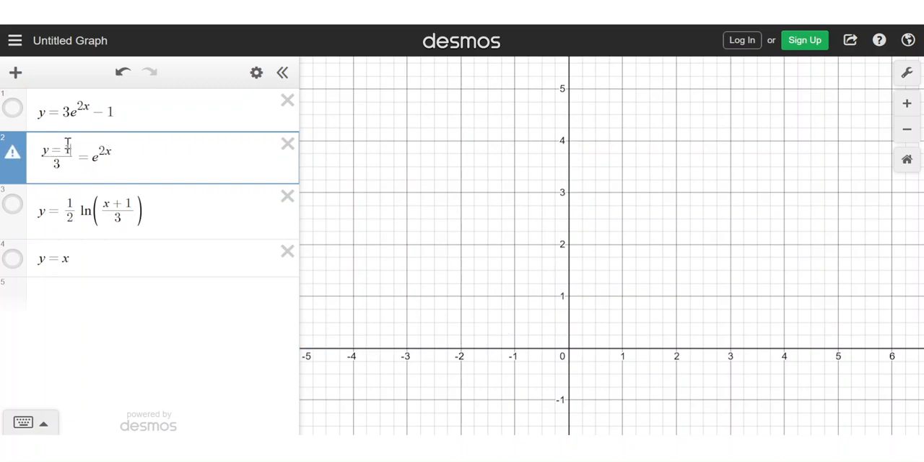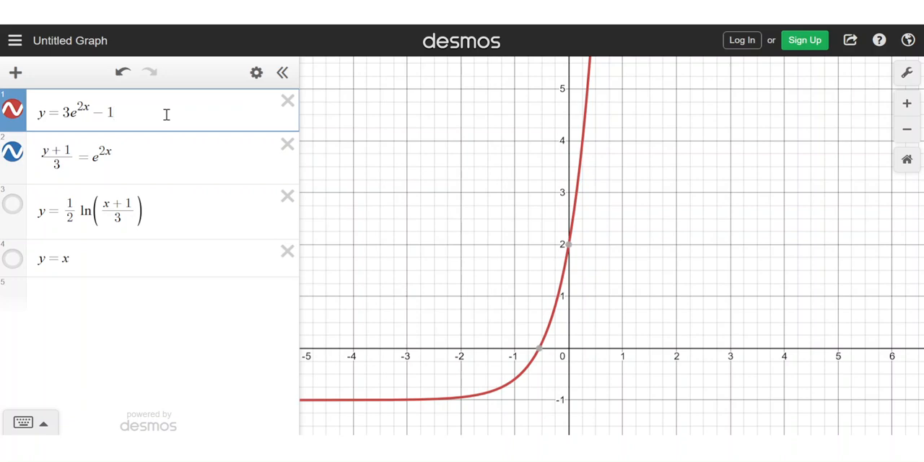Oh, beg your pardon. There you go. That is a shift down by 1. Try that again. See that? Down by 1. Again, just to double confirm that that is exactly the same as the graph that we've got here. There we go. That is exactly the same line.